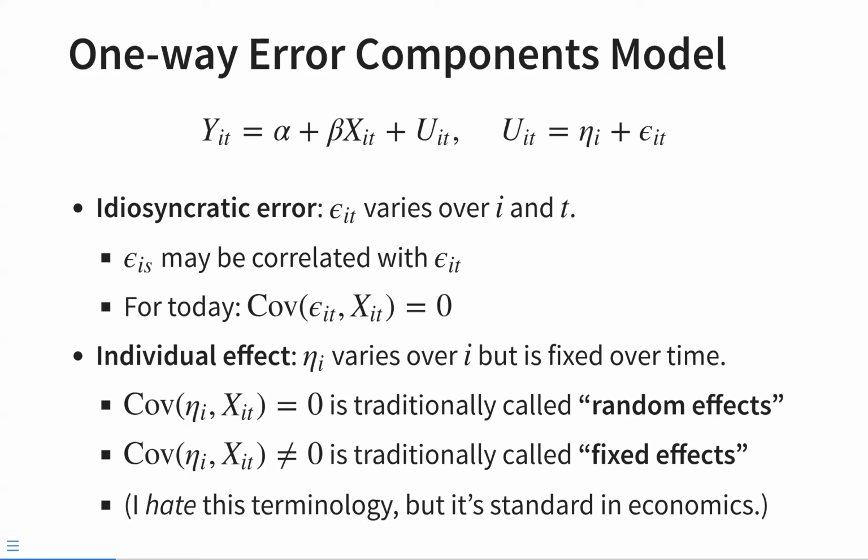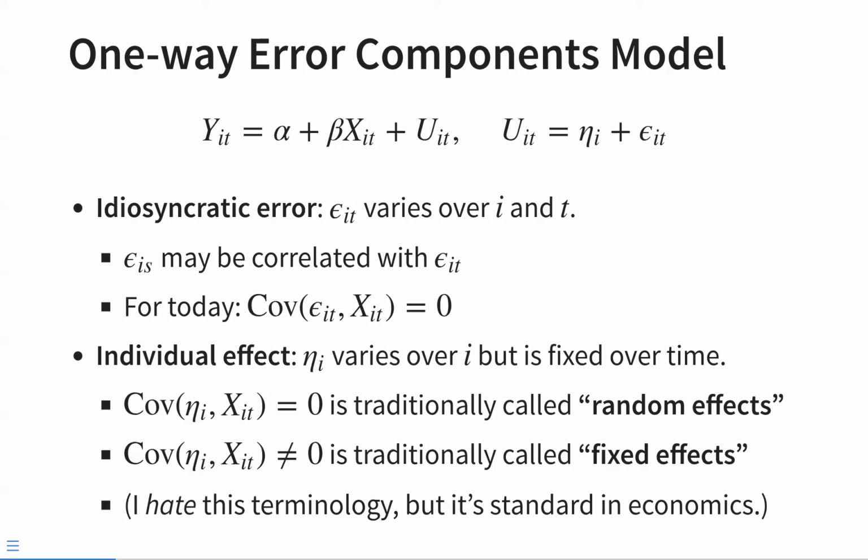For today, I am just going to assume that the covariance between epsilon it and xit is 0. So for today, I'm going to be assuming that these idiosyncratic errors are not a source of endogeneity. So we're actually going to be thinking today about a model in which beta can have a causal interpretation. The individual effect eta i, on the other hand, varies across individuals but is fixed over time.